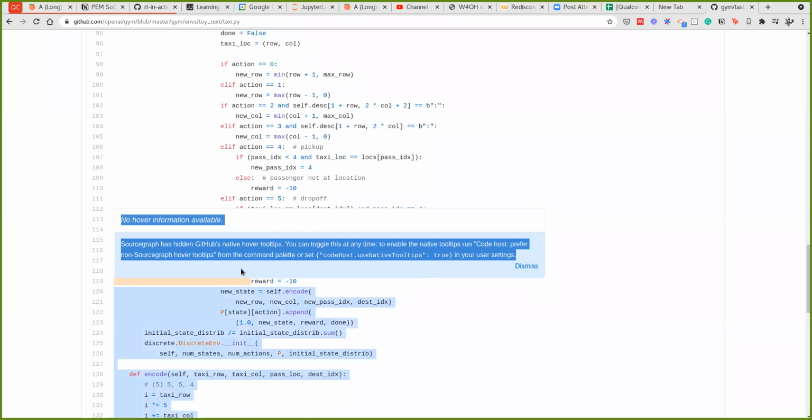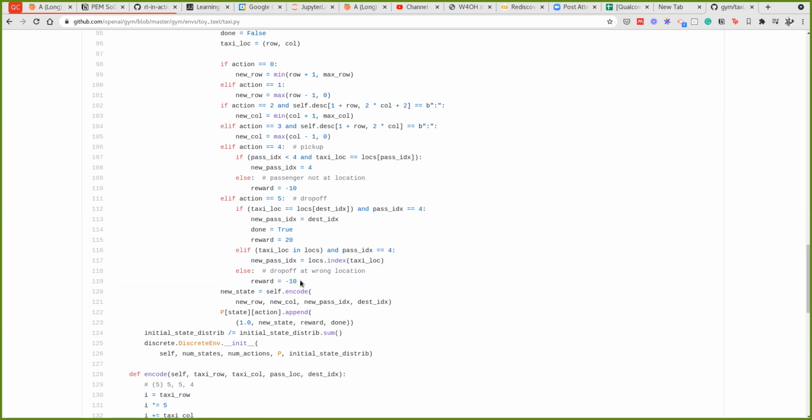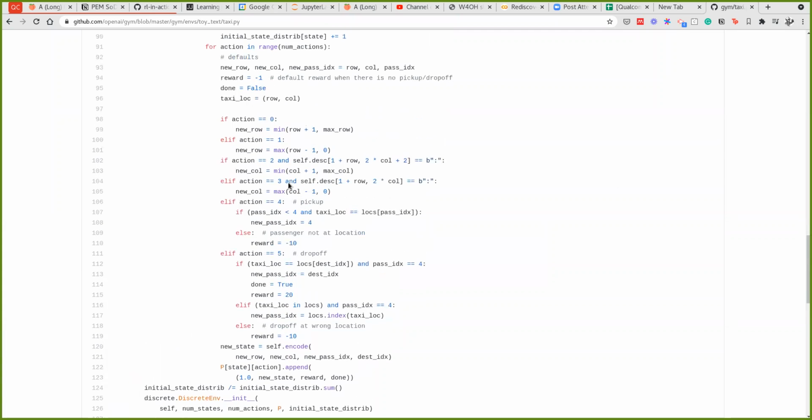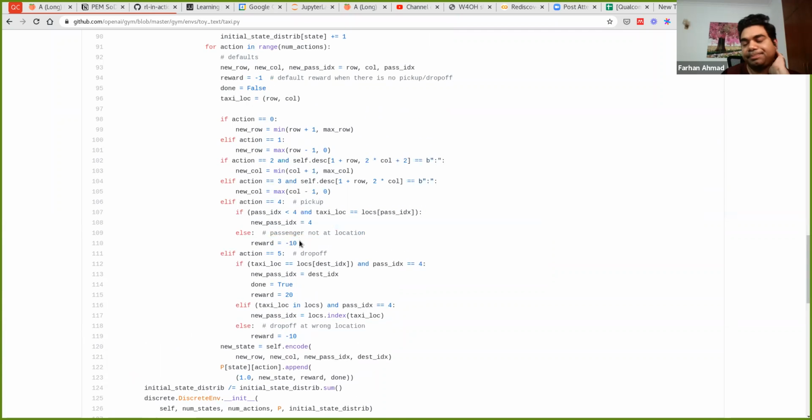Okay, so which are the illegal actions? Illegal action is basically the else condition over here. Oh, sorry, I'm not sharing my screen. One second. The illegal action is where you try to drop off in the non-RGBY locations, basically unmarked locations. This one over here. And also the illegal pickup. Illegal pickup, there is no penalty. There is a penalty, right? Yeah, just for pickup, there is a -10 penalty.